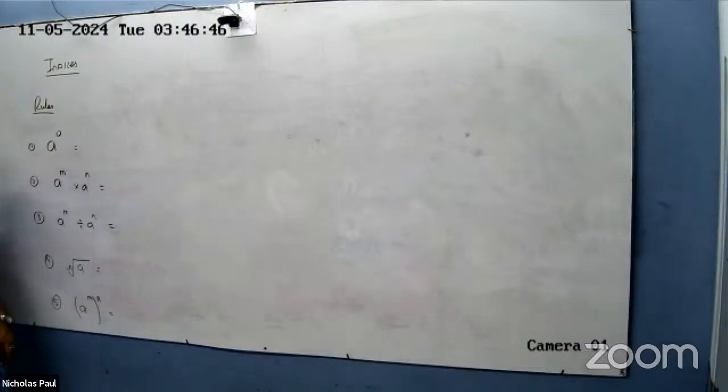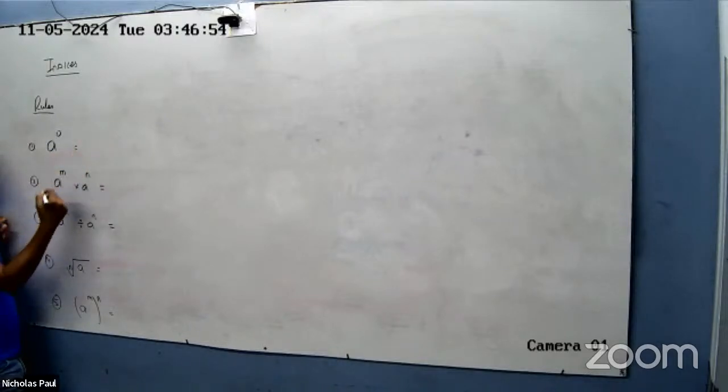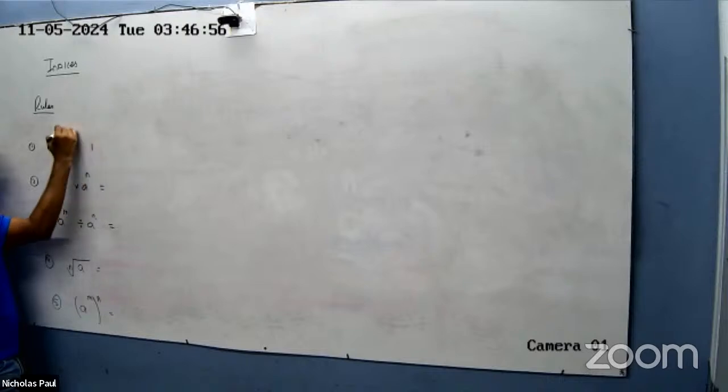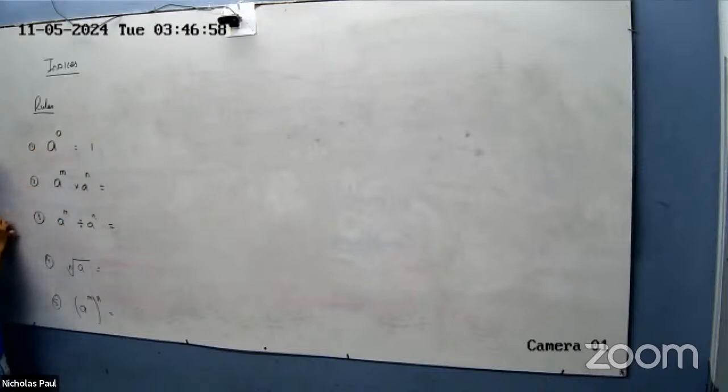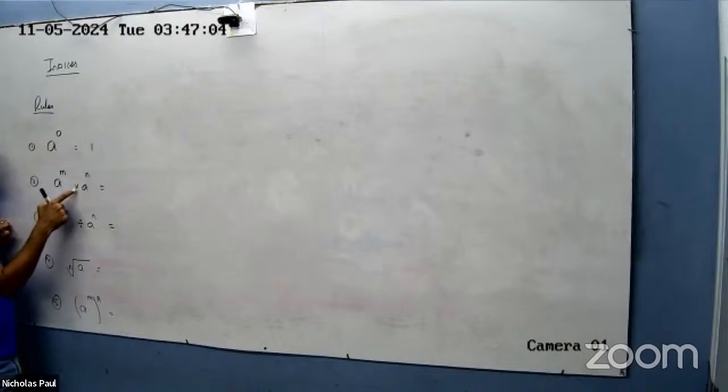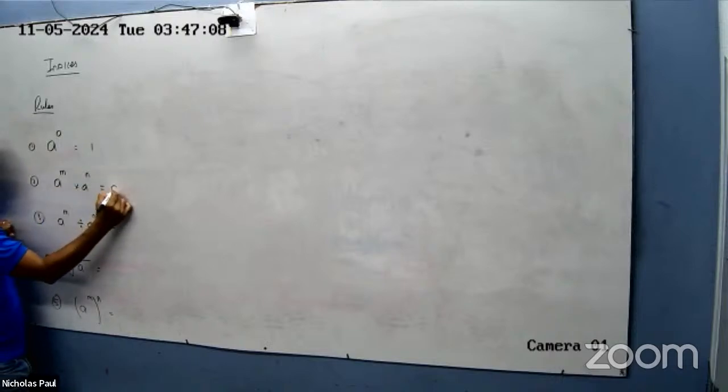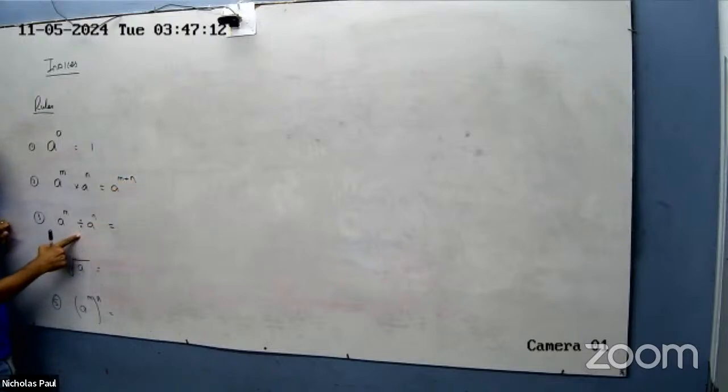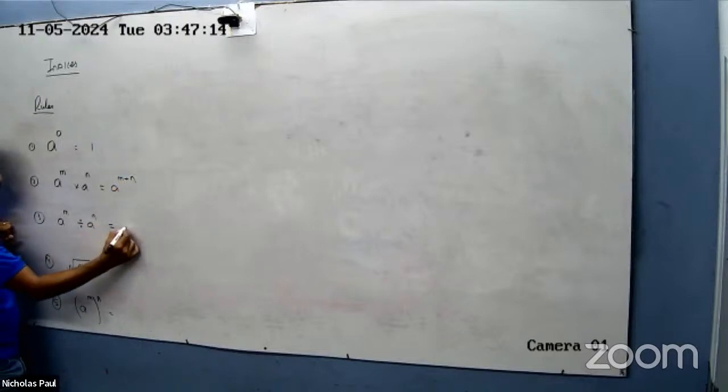Right, so the first one, anything to the power 0 is what? Anything to the power 0 is 1, right? Second calculator, put 5 to the power 0. What has happened here? Whenever you're multiplying the same base, what do you do? Add the powers, right? What do you do when you're dividing? Minus the powers.